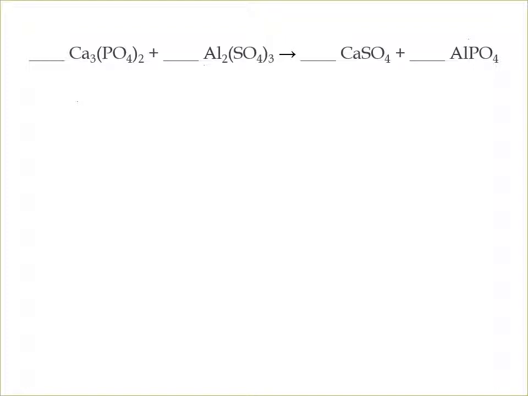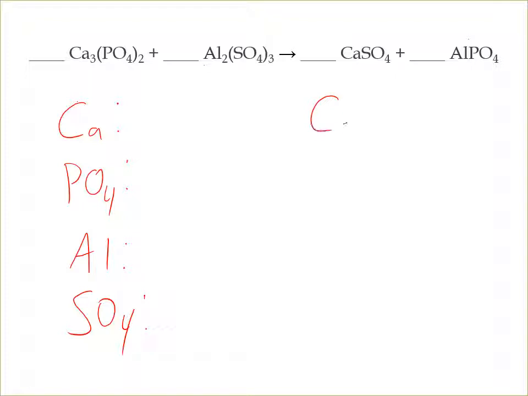So I'm going to write right here Ca, and then I'm going to count my PO4s because I'm treating it as if it was one element. And then I'm going to balance out my Als, and then I'm going to balance out my SO4s. And I'm also treating that polyatomic as if it was one element. On the right, the same exact thing. Ca, PO4, Al, and SO4.